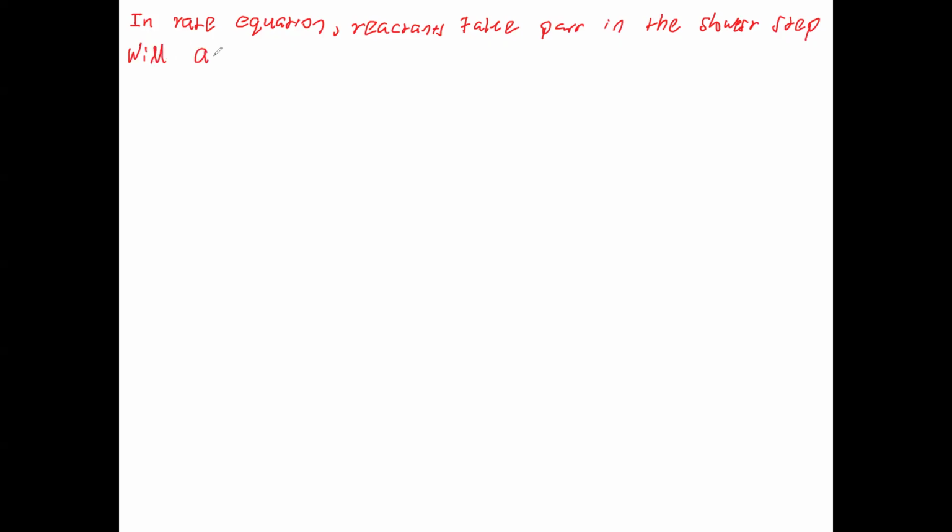So you can write: in the rate equation, reactants taking part in the slower step will appear on it, and their number of molecules.